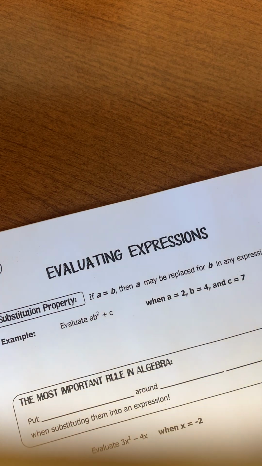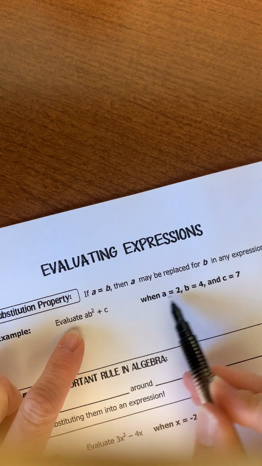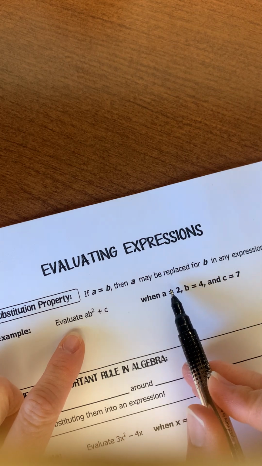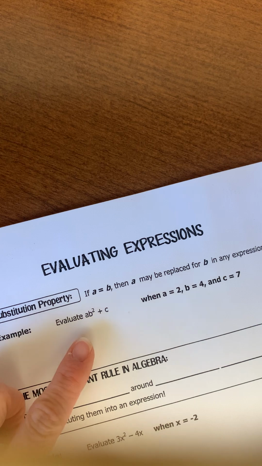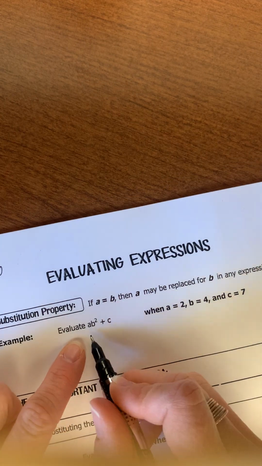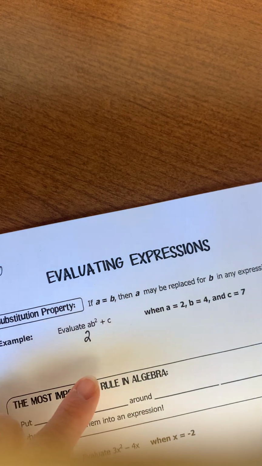Substitution property. If A equals B, then A may be replaced for B in any expression. So what does that mean? What we're going to do today is take out the letters or the variables and plug them in for their value. And then we follow what we did the other day with order of operations. So A, it tells us, is going to be a 2. So underneath, I'm going to put a 2.